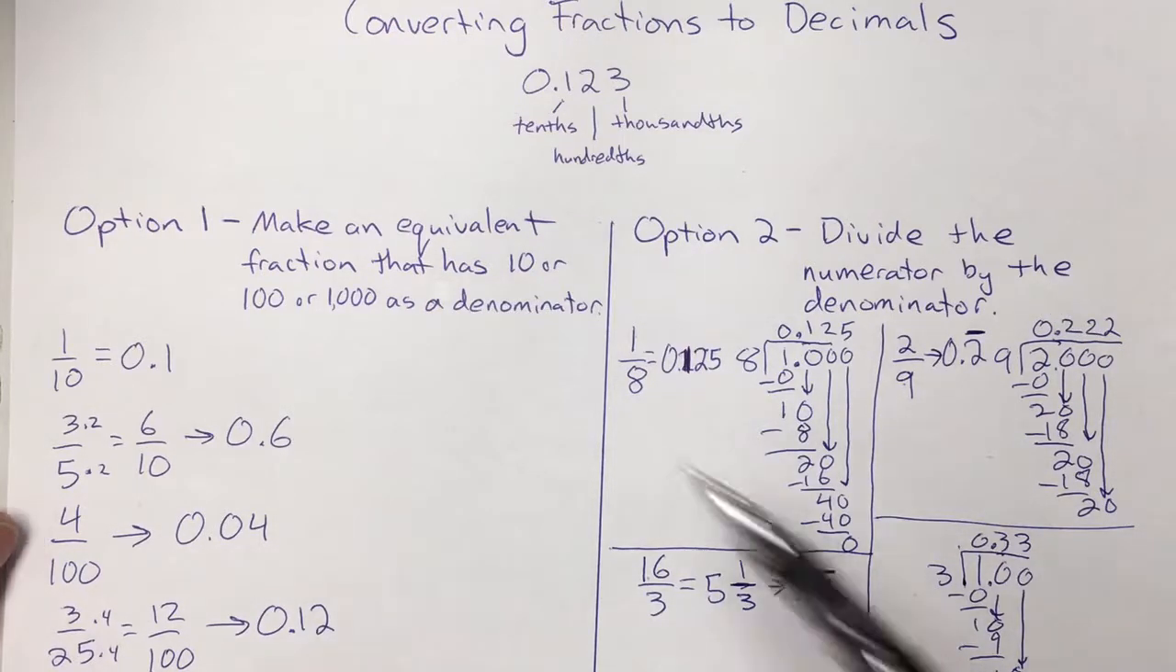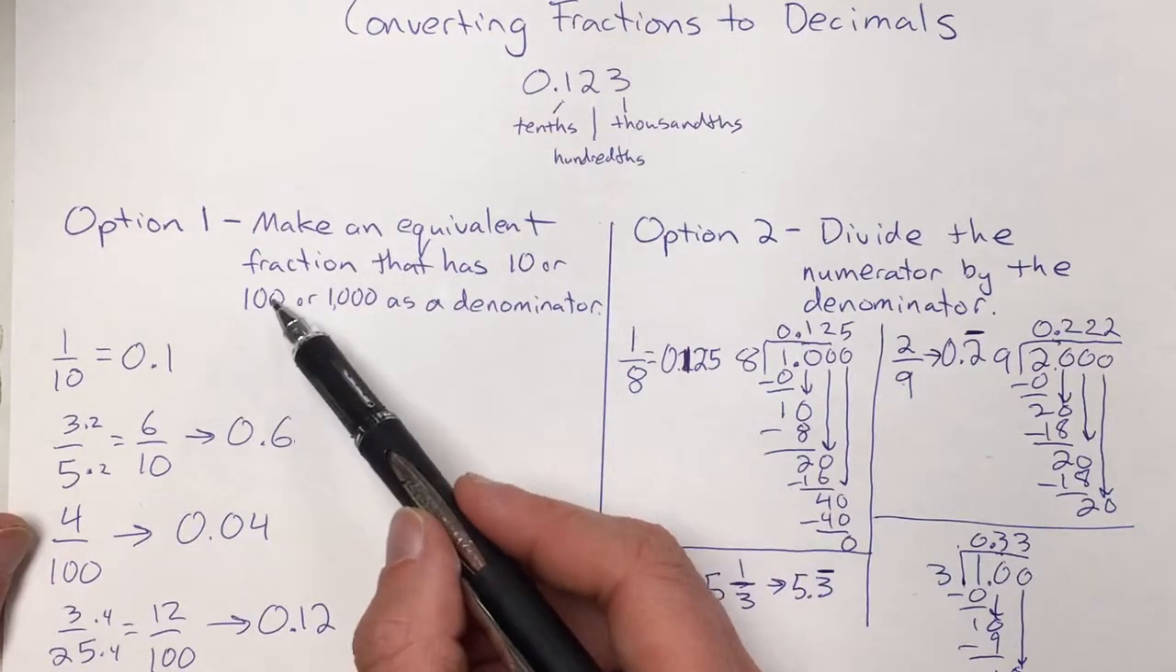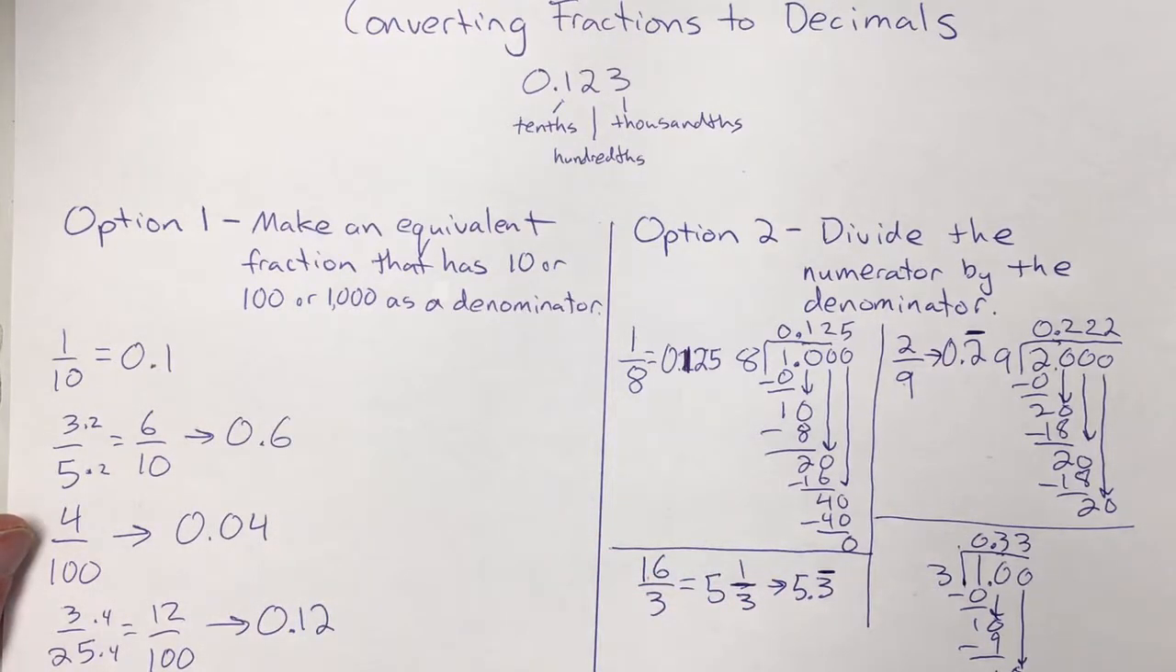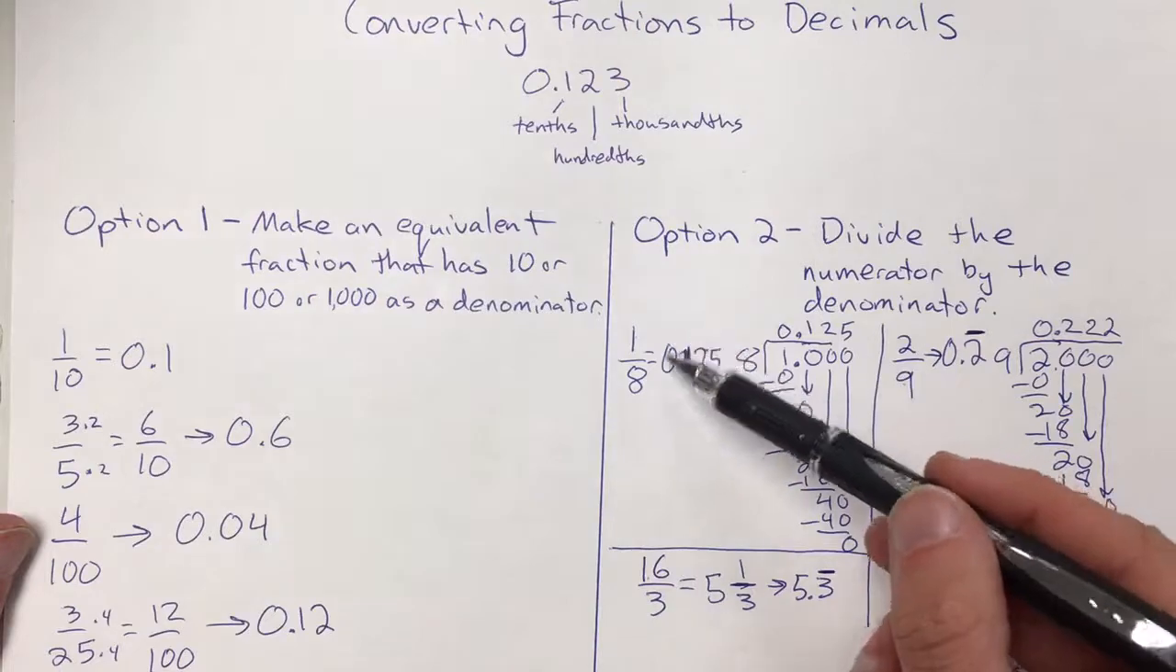So if you're lucky, you can make the denominator 10, 100, or 1,000, and then write it out. If you can't do that, then you've got to go the division route.